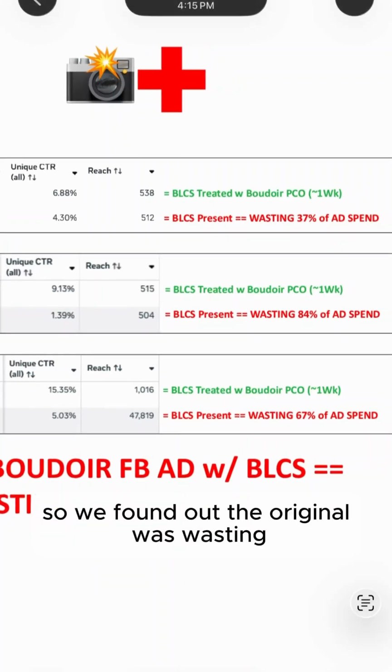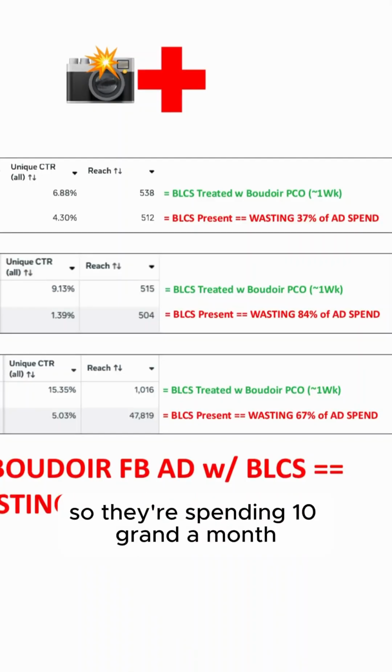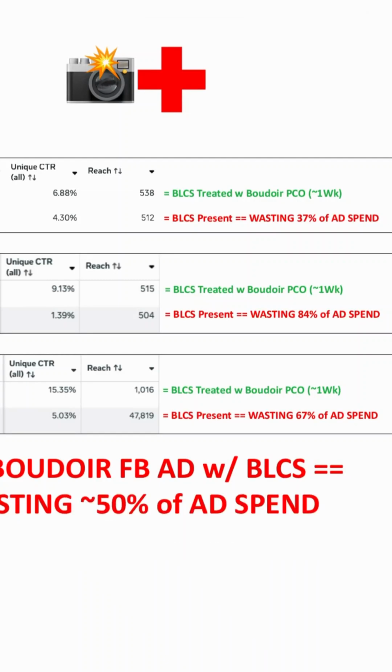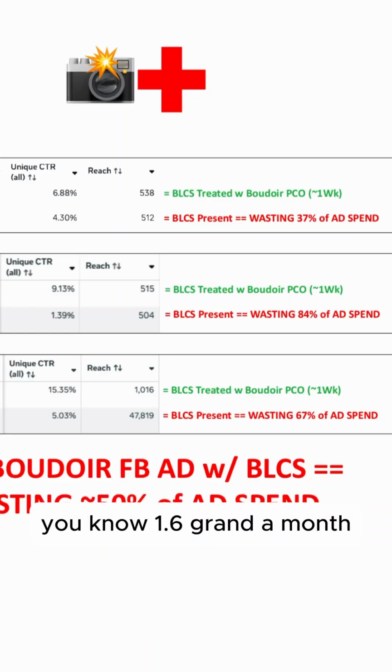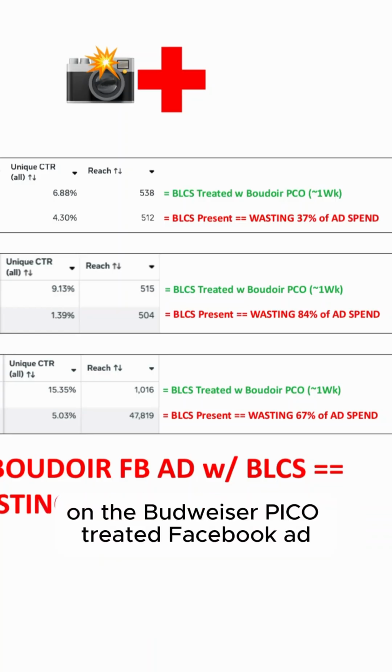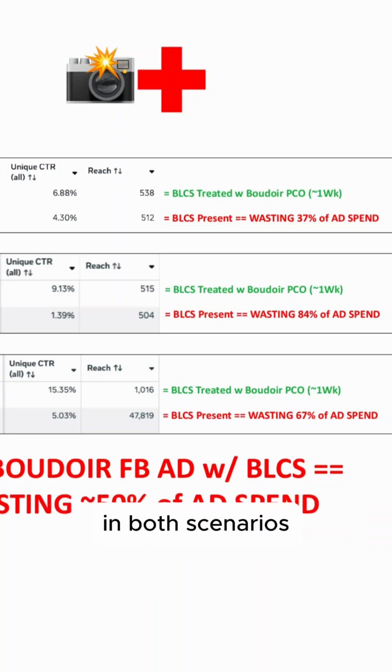So we found out the original was wasting 84% of its ad spend. So they spent 10 grand a month on the original Boudoir Facebook ad. Now they only need to spend $1,600, 1.6 grand a month on the Boudoir Pico treated Facebook ad to get their ad into the same number of women's brains in both scenarios.